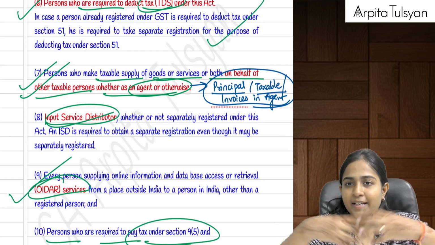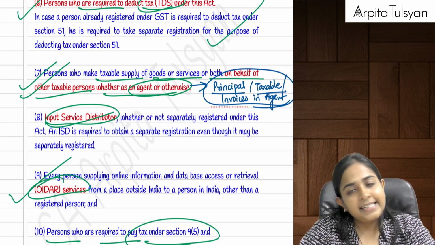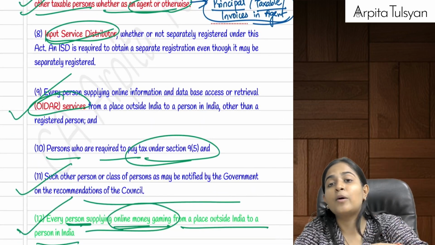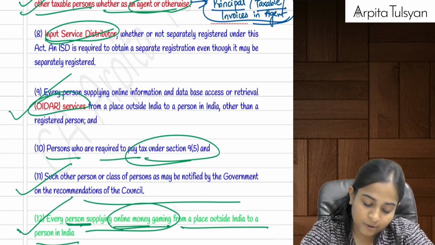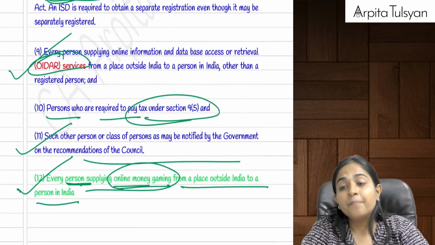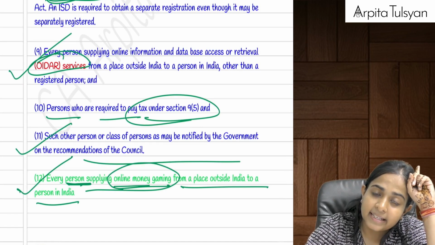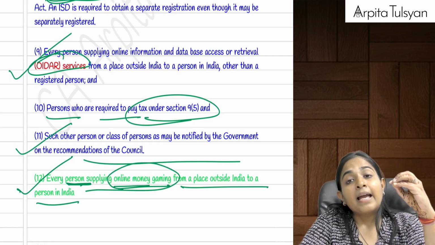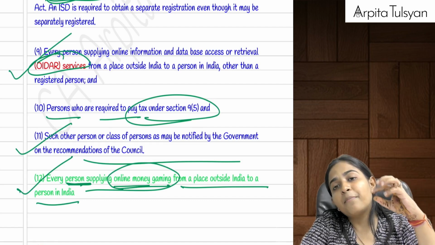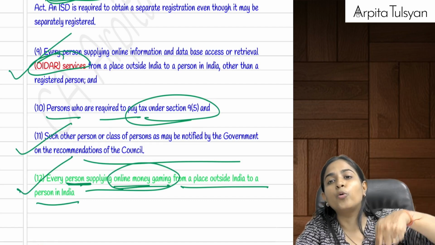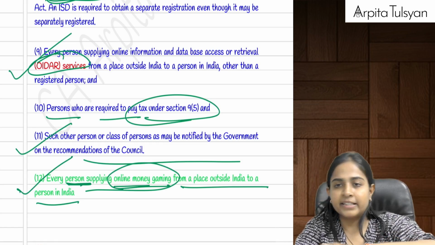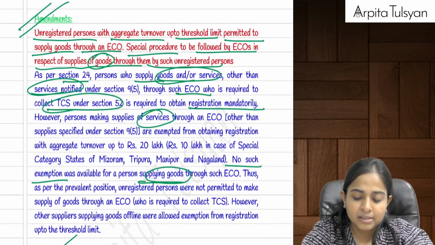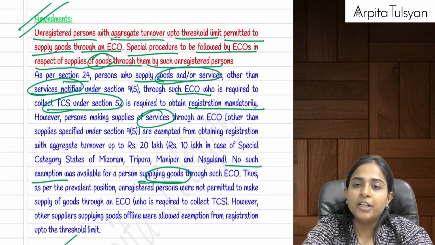Next one, ISD: when he is formed for distributing the credit, he has to get himself separately registered as an ISD. Any person providing OIDAR services from outside India, like Netflix, to any unregistered person will have to get himself compulsorily registered. Any person liable to pay taxes under section 9(5), reverse charge, 4 points, will have to get himself registered. Then a new point added: any person providing online money gaming services from outside India to India will have to get compulsorily registered, or any other person as notified by the government. These persons will have to get themselves compulsorily registered irrespective of the turnover.